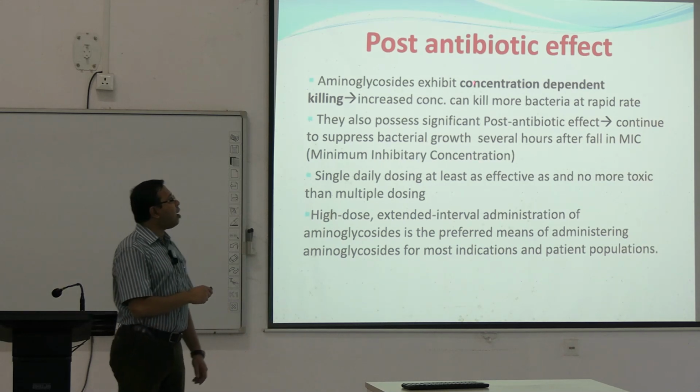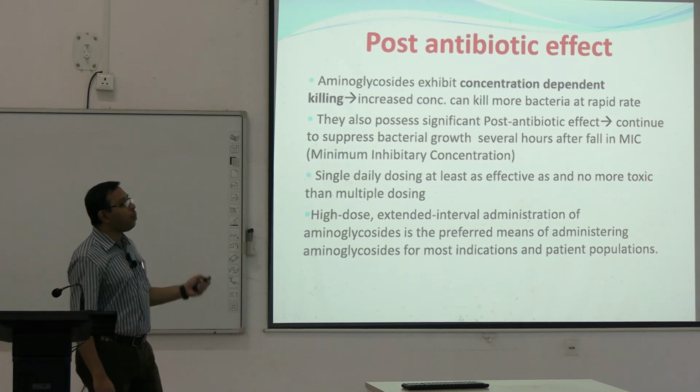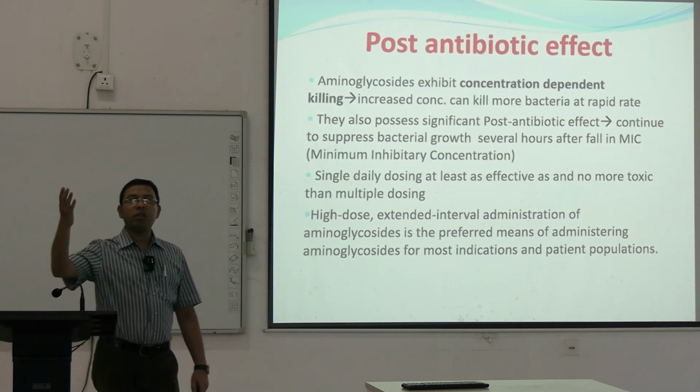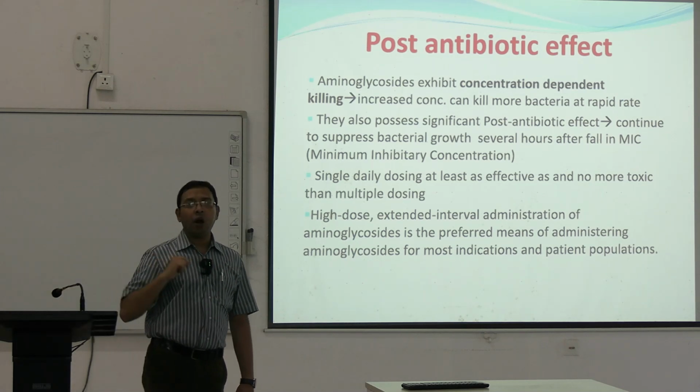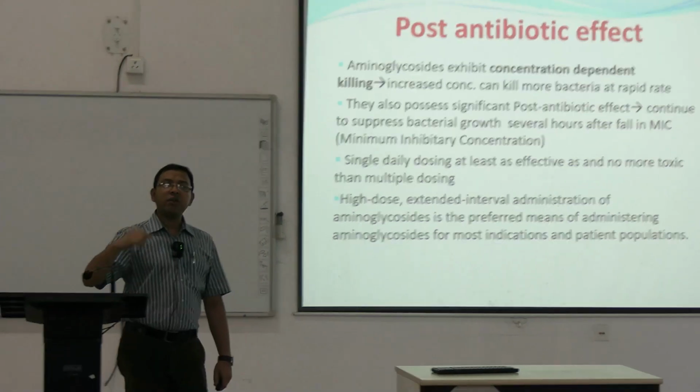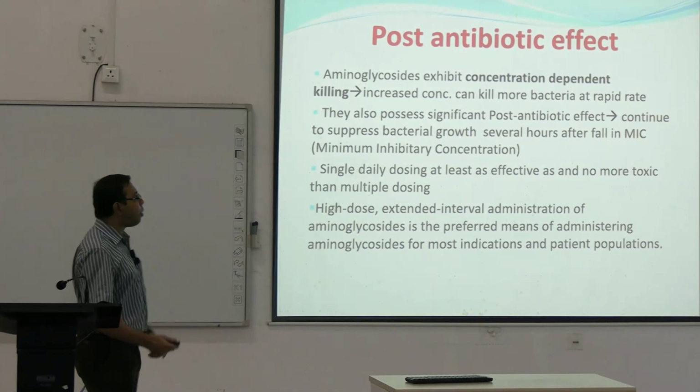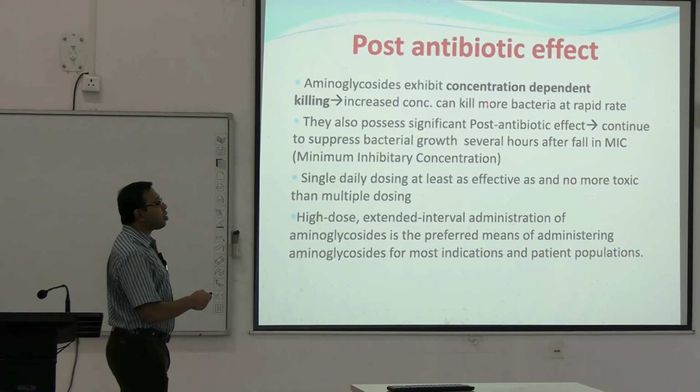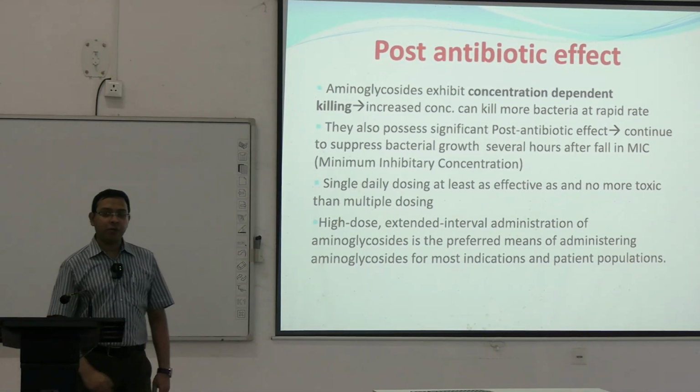Mainly these antibiotics exhibit concentration dependent killing. With increased concentration, there will be a bulk killing of the bacteria, bactericidal. Concentration dependent killing happens with the aminoglycosides. So increased concentration can kill more bacteria at a rapid rate.